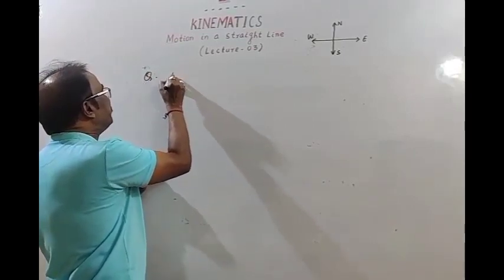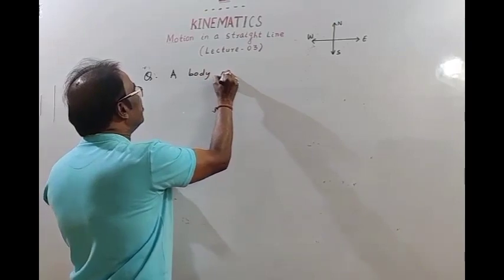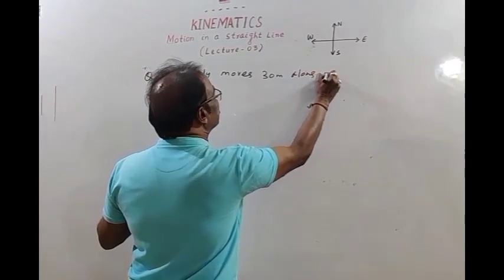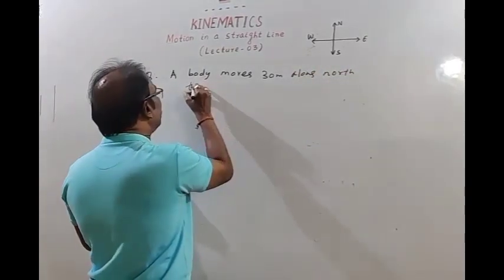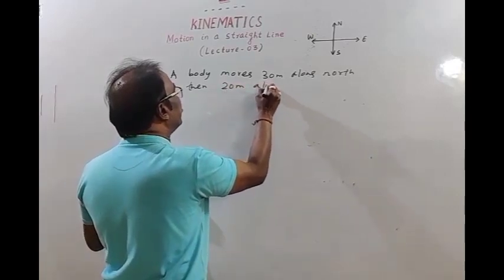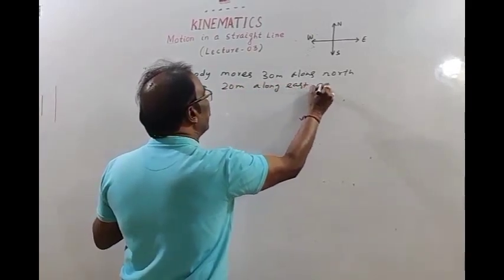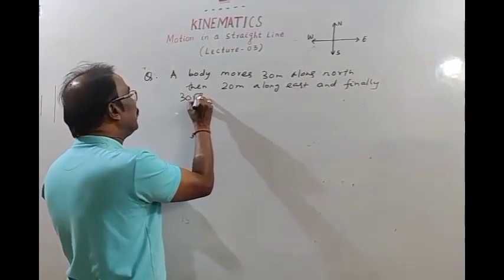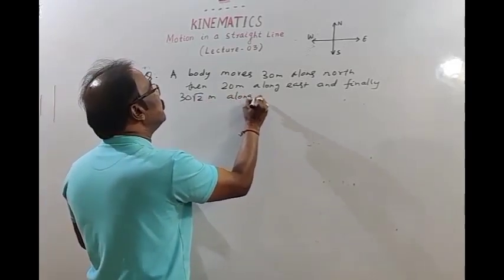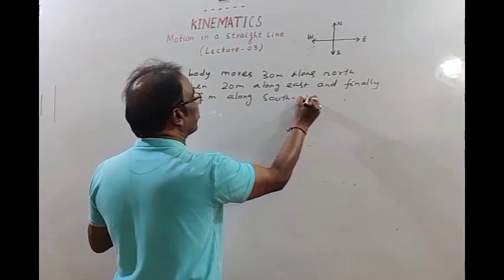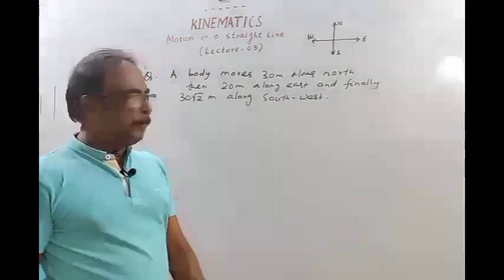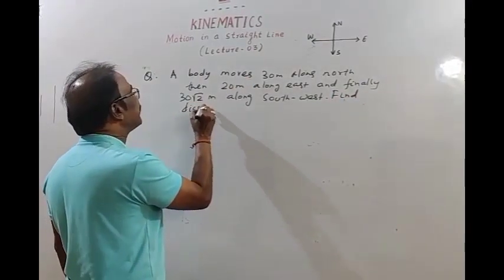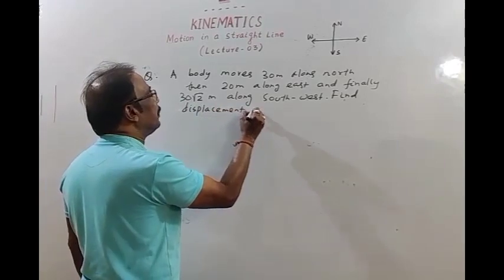Number I write in Q. A body moves 30 meter along north, then 20 meter along east, and finally 30 root 2 meter along southwest. Okay. I am writing the complete question: find displacement of the body.